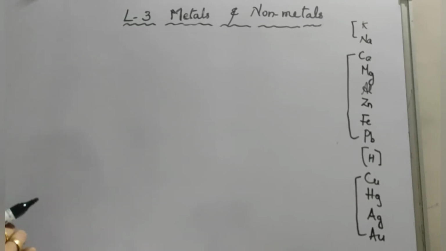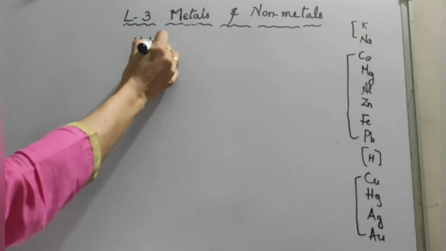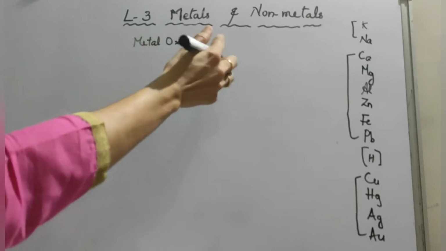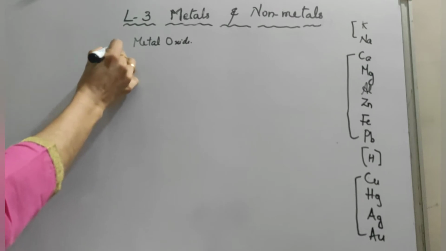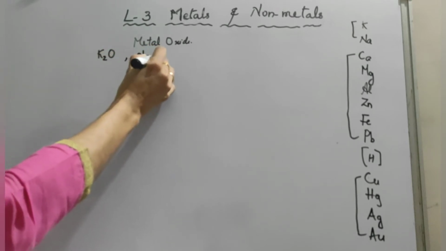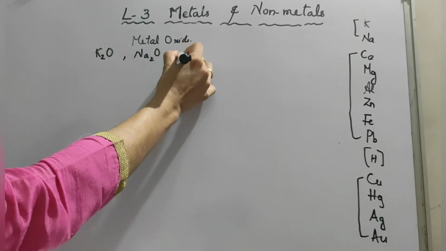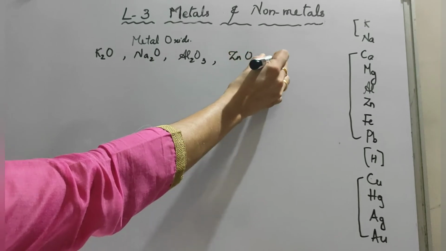We already completed the first chemical property. Metals react with oxygen to form metal oxide. From this, we know that for a highly reactive metal, the metal oxide is potassium oxide. Second one is sodium oxide. Next, in the middle reactivity, I am taking the case of aluminium, aluminium oxide. Next one, zinc oxide, etc.